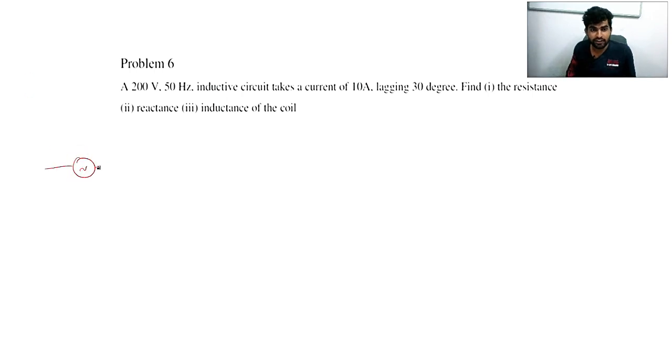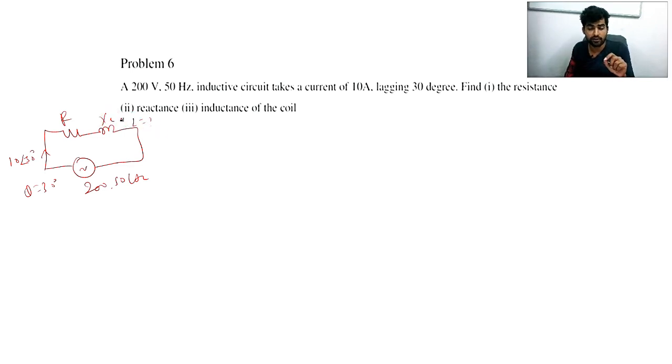See, supply is given as 200 volts and 50 hertz. Inductive circuit, definitely it's an RL circuit. Current passing through the circuit is 10 amps, 30 degree lagging. So phi is given as 30 degree. We need to calculate the R value and the XL value, and also the inductance L. Once you find the XL value, easily you can calculate the L value.